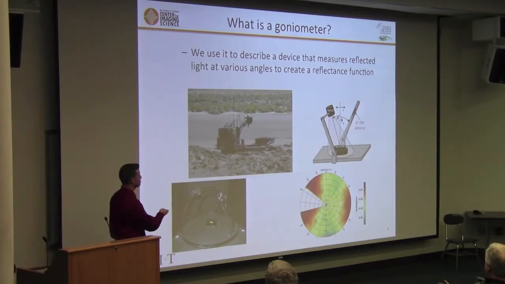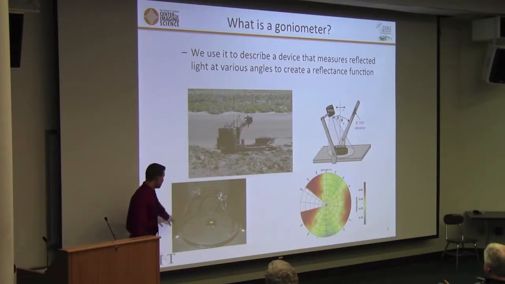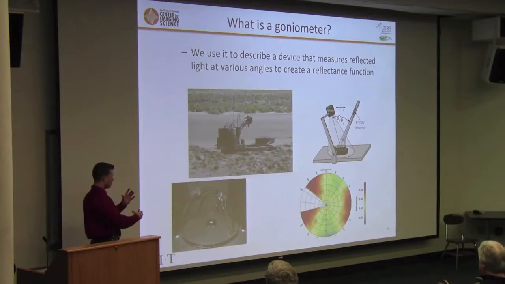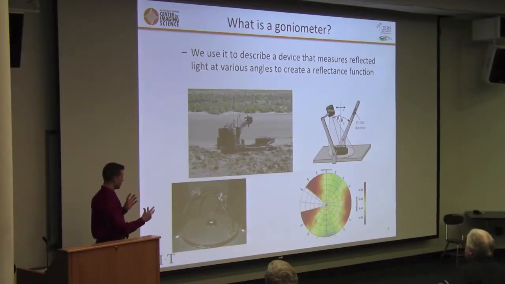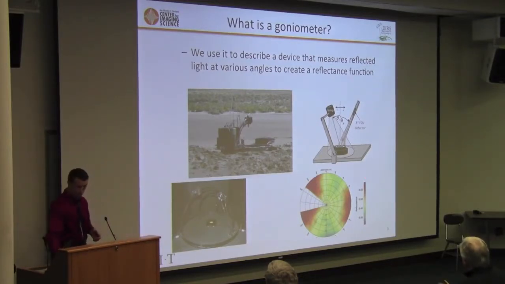You see something similar to what Dr. Bachman had talked about before with doing it in laboratory conditions. Others like something like this. So you can move the illumination source and the sensor at the same time around the target itself. And ultimately you're trying to come up with something like this, as you saw in the last presentation.